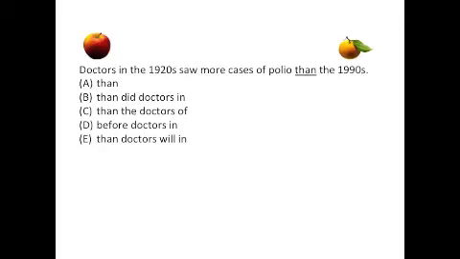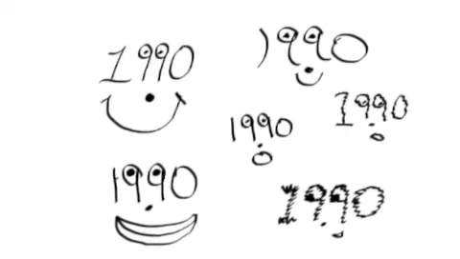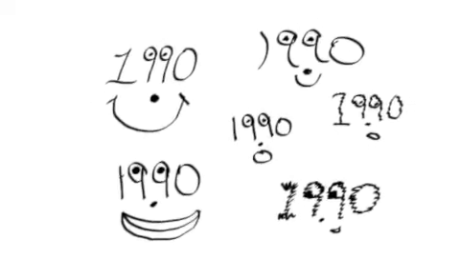Here's another example. Doctors in the 1920s saw more cases of polio than the 1990s. As it is currently written, you could estimate that the doctors of the 1920s saw approximately, let's say, 50,000 cases of polio, but they only saw 5 or 6 1990s. That makes no sense whatsoever. What would it even mean for the doctors to see 6 1990s? No idea. Apples to apples.